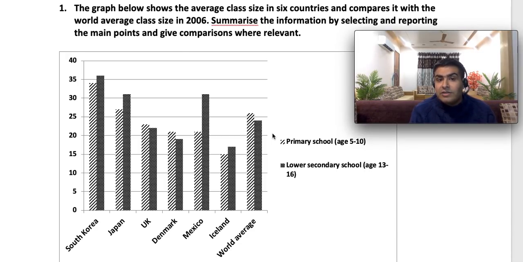Let me give you an idea. So there are two types of comparison, between the countries and between the primary school and the lower secondary school in the same country. Okay, so what I'll do is I'll compare the countries first and I'll see what I can find out. So if I compare the countries, you see that South Korea had the highest class size for both primary school and lower secondary school. So that is something like a comparison between the countries. And also I can see that Iceland had the least for both primary and lower secondary schools. So that is also something that I can keep for the overall. This is one type of comparison, and I'm going to keep it for my overall.